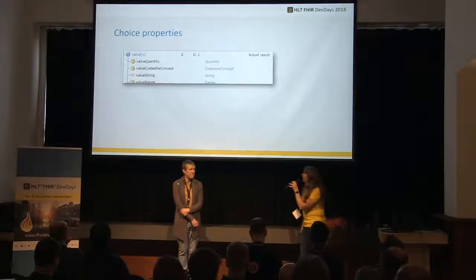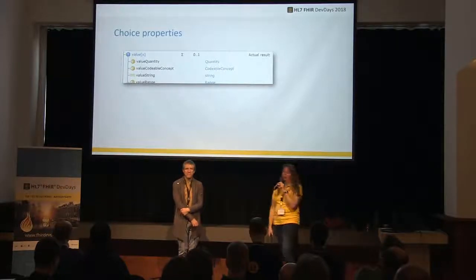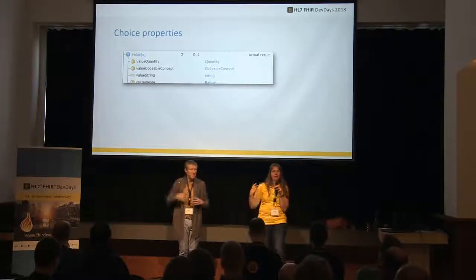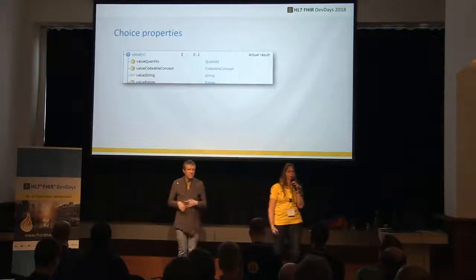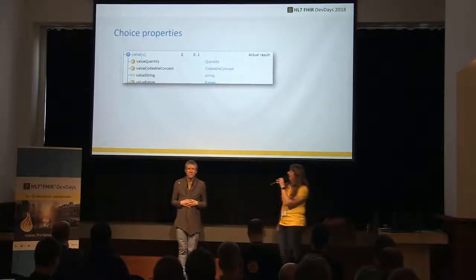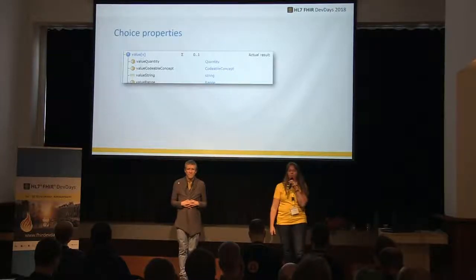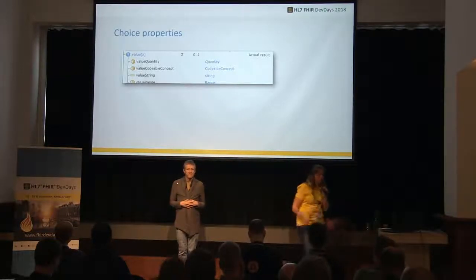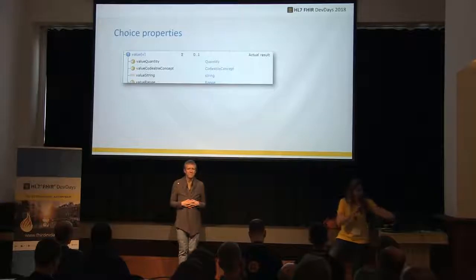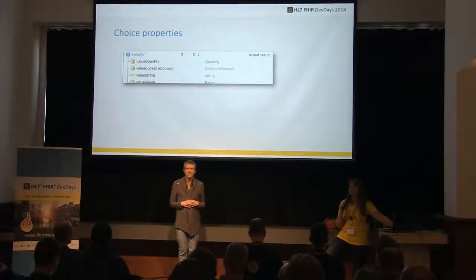Yeah, so there's another thing called choice properties, where you can see this X notation if you look at the definition. So in this case, we have some field called value, and it can take several types of values. We call those choice properties because you have to choose which kind of data type to fill this field in with.